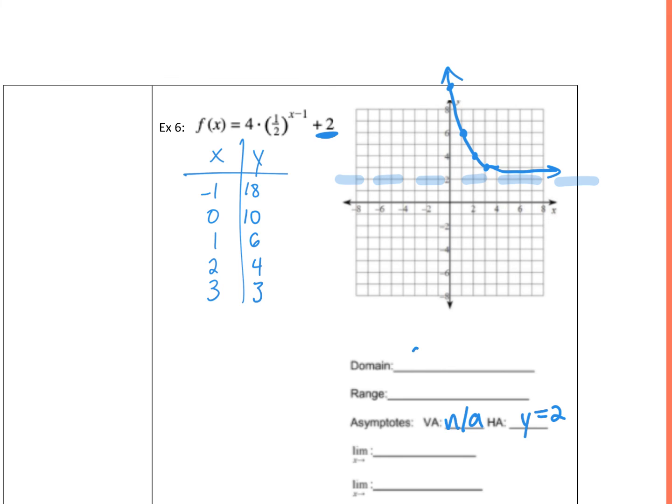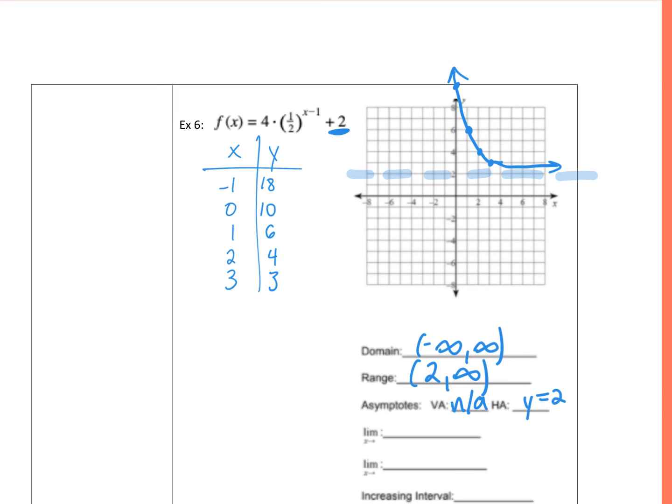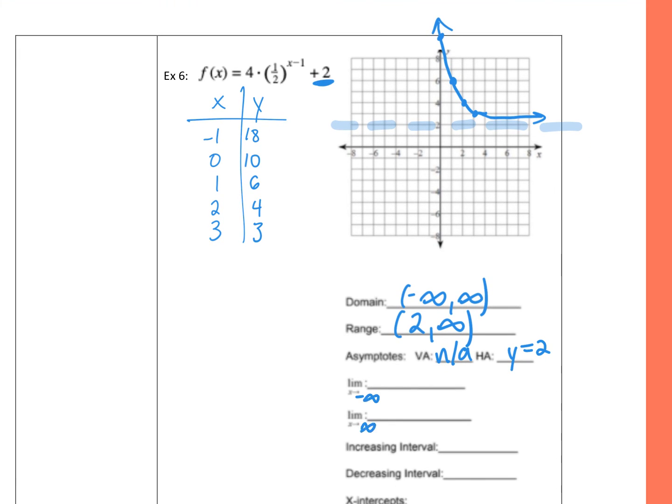Domain's going to be what? Negative infinity to positive infinity. Range, 2 to infinity. We put our end behavior as negative infinity, positive infinity as x goes to the left. Let's visualize this for some of us who are still stuck. As x goes left, what's y doing? Up to infinity. Now as x goes to the right, what's y doing? Stopping at the 2. There's a wall right there. You cannot go any further.